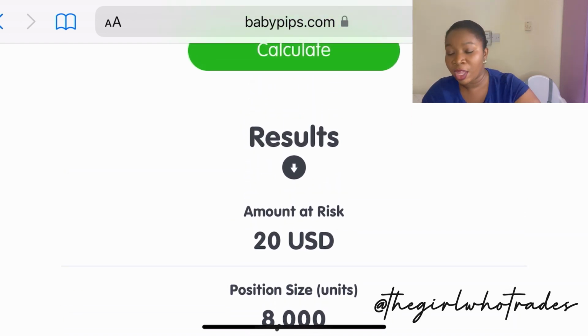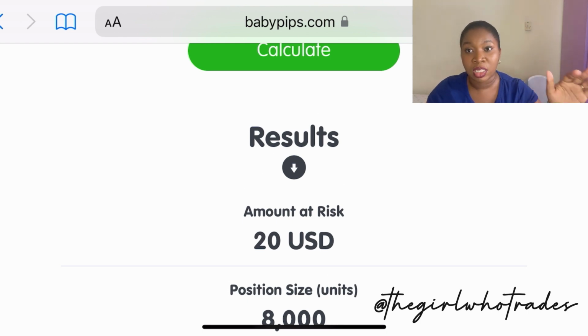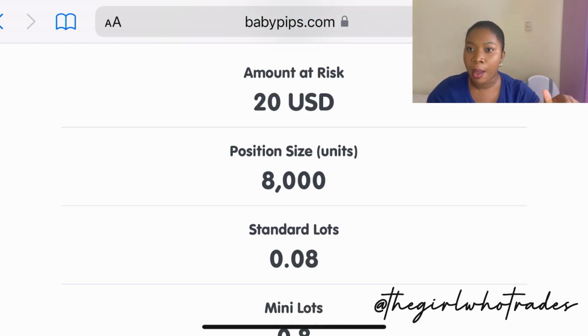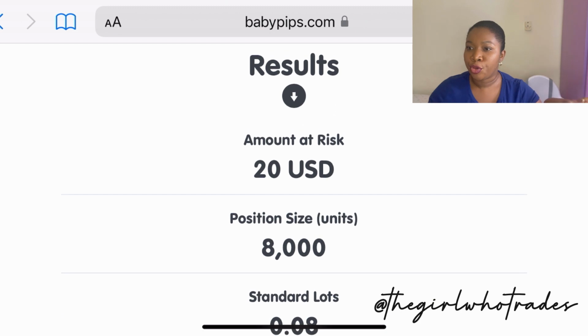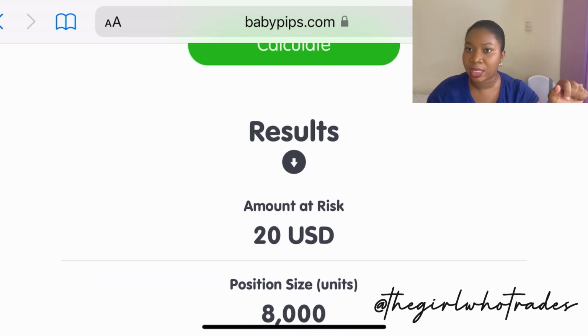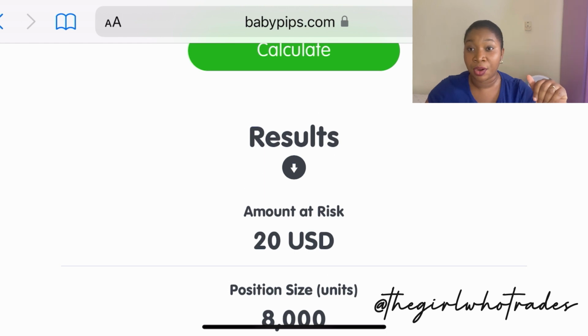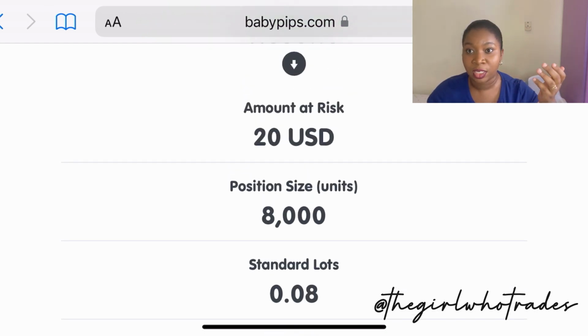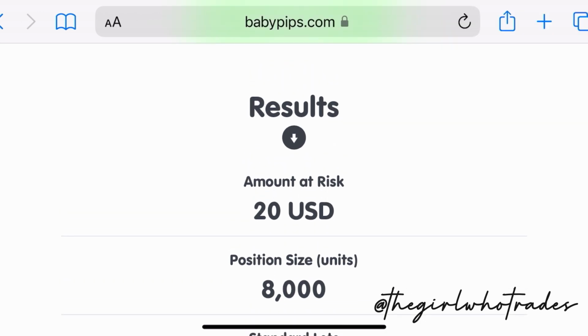And then it's going to give you, if you're using a standard lot, mini lot, micro lot, what you should be trading with. I think most brokers and most people I know would be using a standard lot. That's what I know. So typically you'd be putting on 0.08 of a standard lot, 0.08, and that's what will give you this $20 as your stop loss. So if you're taking the trade, it means that you're going to put 0.08 lots. That's what you're going to trade in order to risk $20 on a single position.